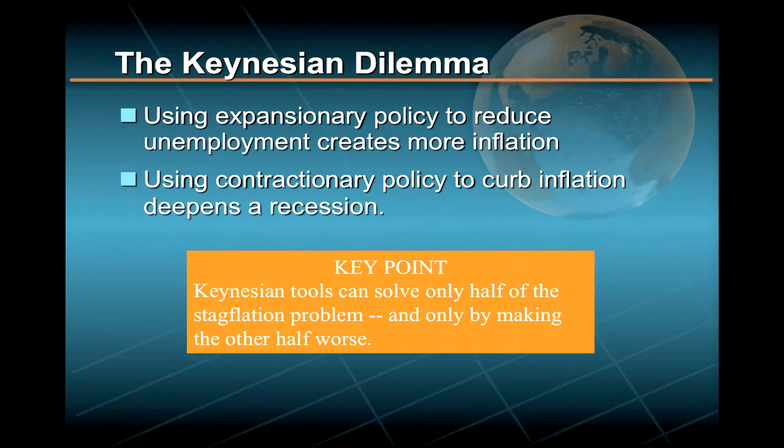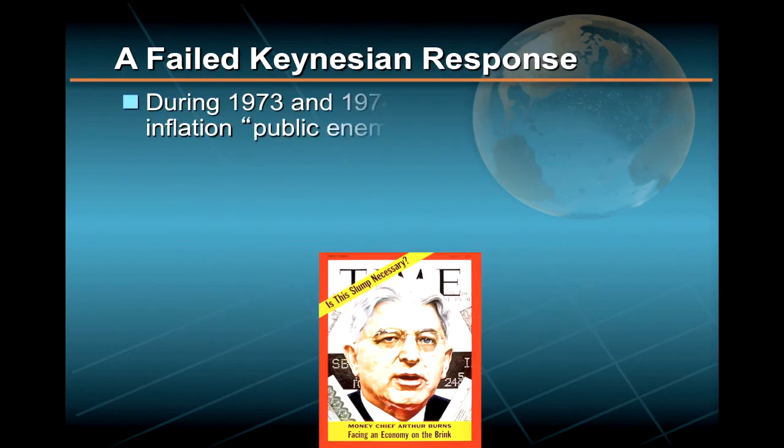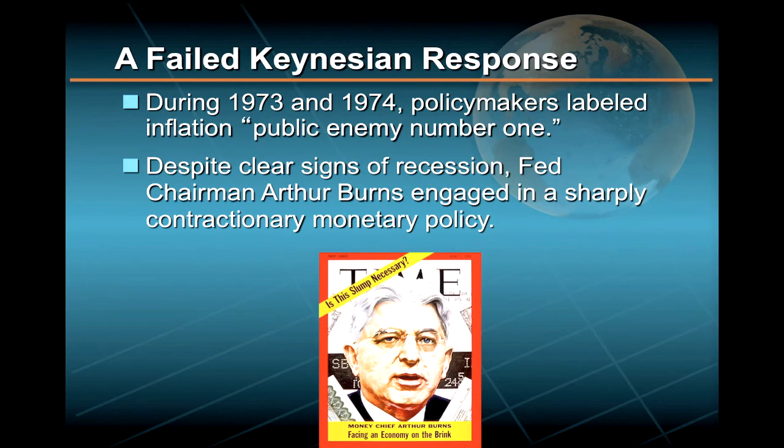That meant that the traditional Keynesian tools could solve only half of the stagflation problem at any one time, and only by making the other half worse. This dilemma was well illustrated by the ill-fated initial Keynesian responses to the emerging stagflation crisis. During 1973 and 1974, inflation was labeled public enemy number one by policymakers, even though there were clear signs of an accompanying recession. During both of these years, the Federal Reserve under Chairman Arthur Burns ordered sharp increases in the discount rate as a form of contractionary monetary policy.